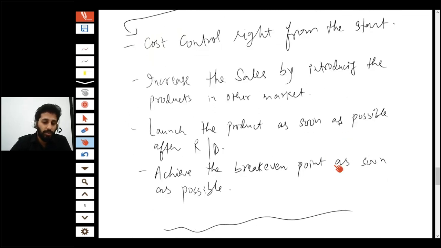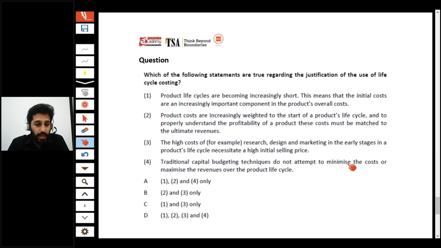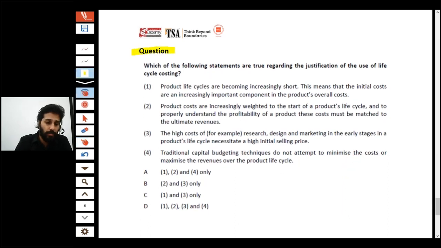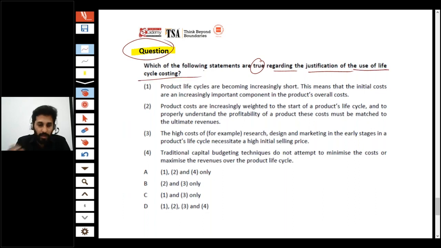Now let's move forward. This is the question, and probably this would be the last question for this life cycle. Then we will be starting throughput accounting. Which of the following statements are true regarding the justification of the use of life cycle costing? Please read all these for information, and then we will be solving this question. But read it with very thorough attention.